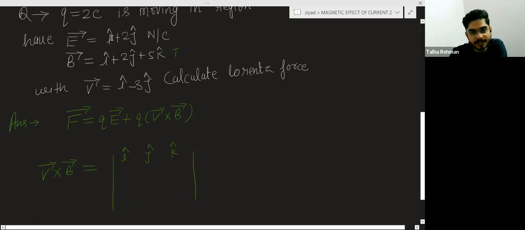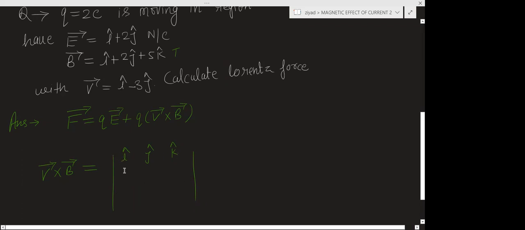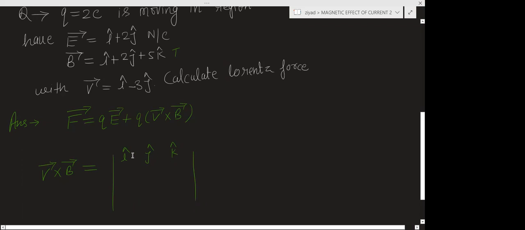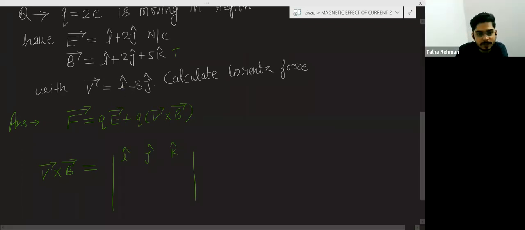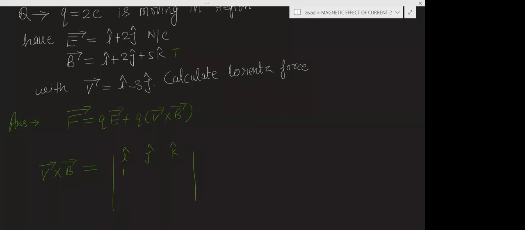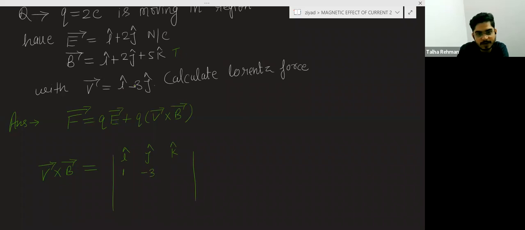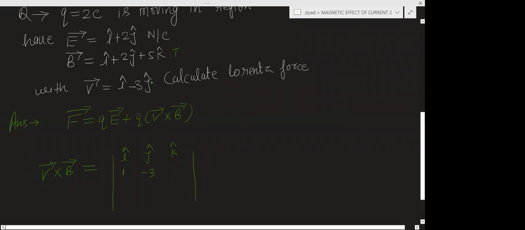So here you will write this here is the v vector. Now go to the v vector. Write the coefficient of i in this row. We will make one row, two row, and three row, and we will have one column, two column, and three column. So the coefficient of i cap with respect to this v vector is 1. So here I will put 1. For j, I will write minus 3. And for k, there is 0, no k here, so 0.